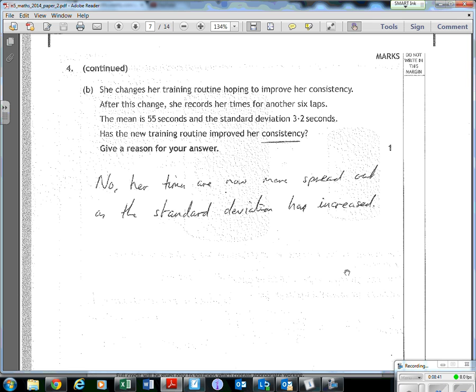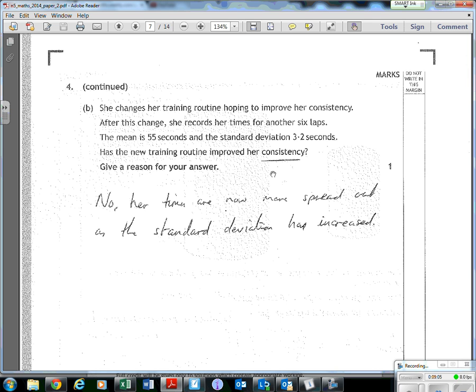Bobby, she changes her routine, hoping to improve her consistency. After this change, she records her times for another 6 laps. The mean is 55 seconds, the standard deviation is 3.2 seconds. Has the new training routine improved her consistency? Right, so they have already used the word consistency in the question here. Normally if it talks about the standard deviation, we would use the word consistent. They've already used it, so we should try and use a different version of that. So I'm going to use the word spread out.